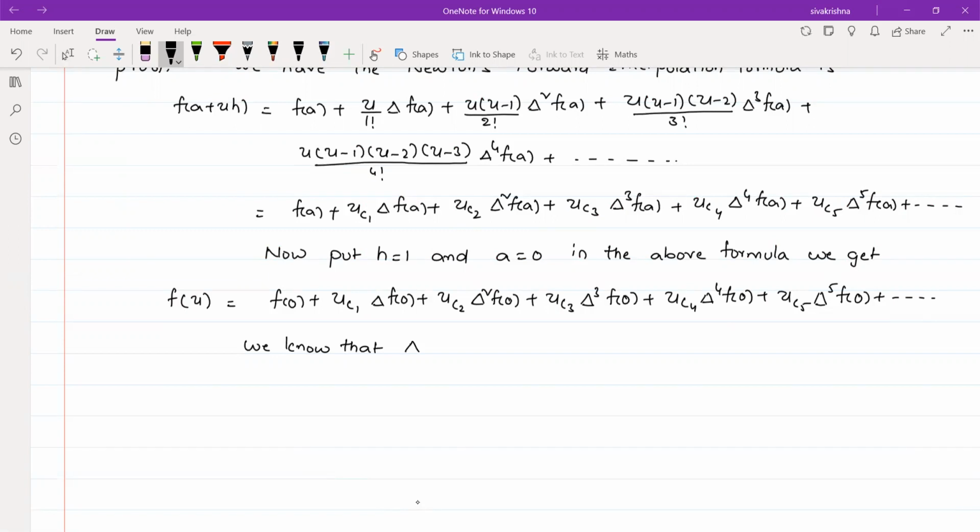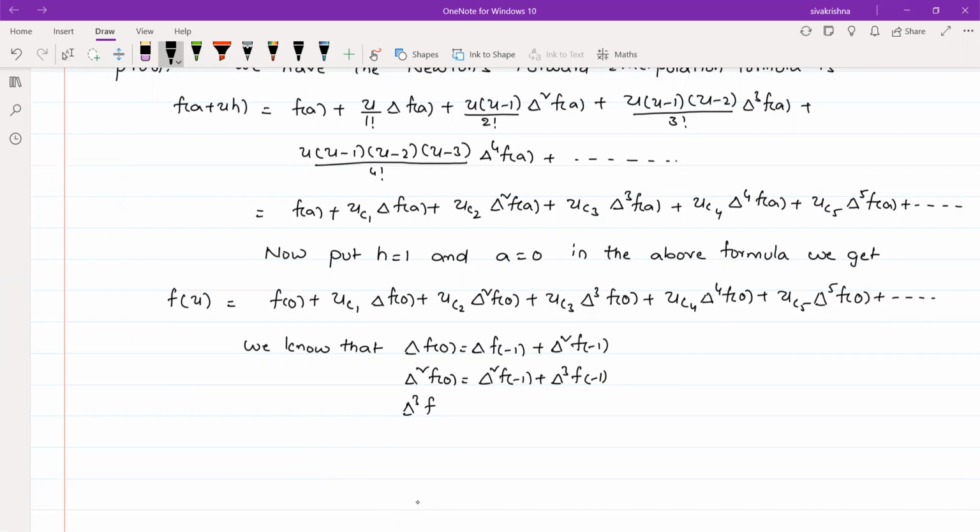I am writing the value of delta f of 0 is equal to delta f of minus 1 plus delta square f of minus 1. Similarly, delta square f of 0 is equal to delta square f of minus 1 plus delta cube f of minus 1.